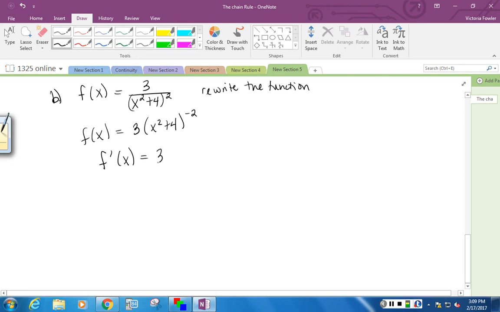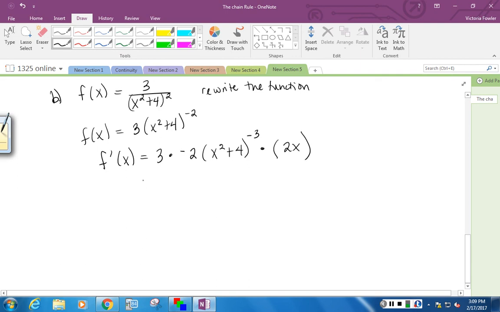And so it's going to be 3 times, and then I'm going to take the derivative of the overall function. So I'm going to bring that power to the front, so I'm going to multiply by negative 2. I'm going to rewrite that inner function. I take the derivative, so I'm going to subtract 1 from this exponent, so that's going to actually give me negative 3. And then I'm going to multiply by the derivative of the inside. So I've done the derivative of the overall function. Now I multiply by the derivative of what we call the inner function here. And so the derivative of x squared is 2x, and the derivative of 4 is 0.